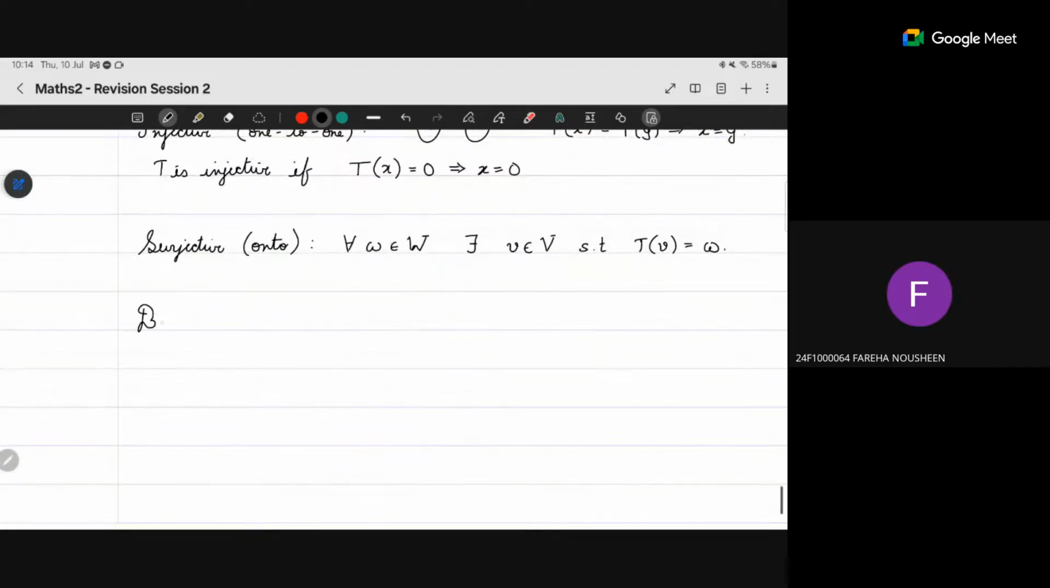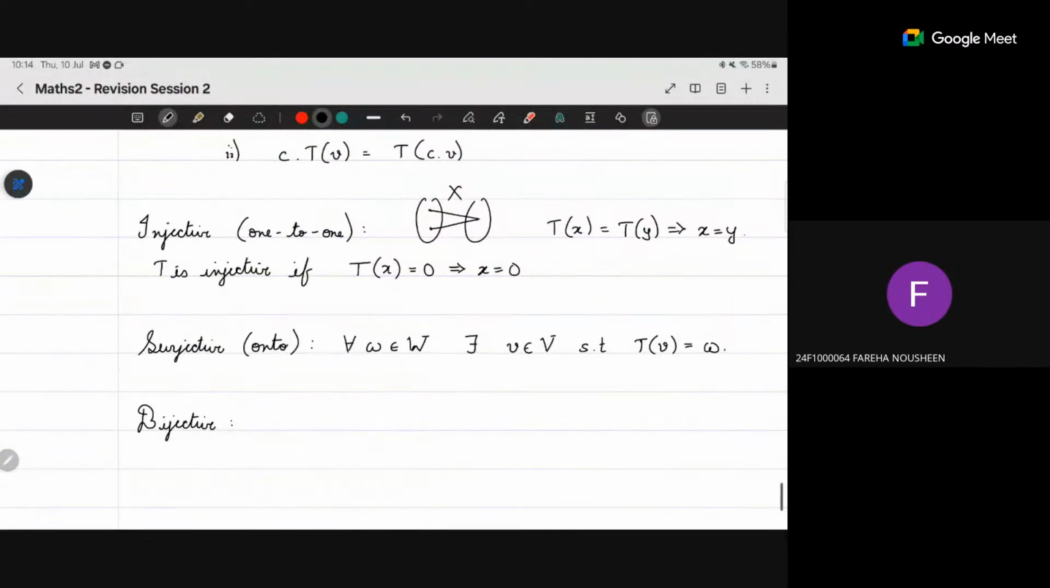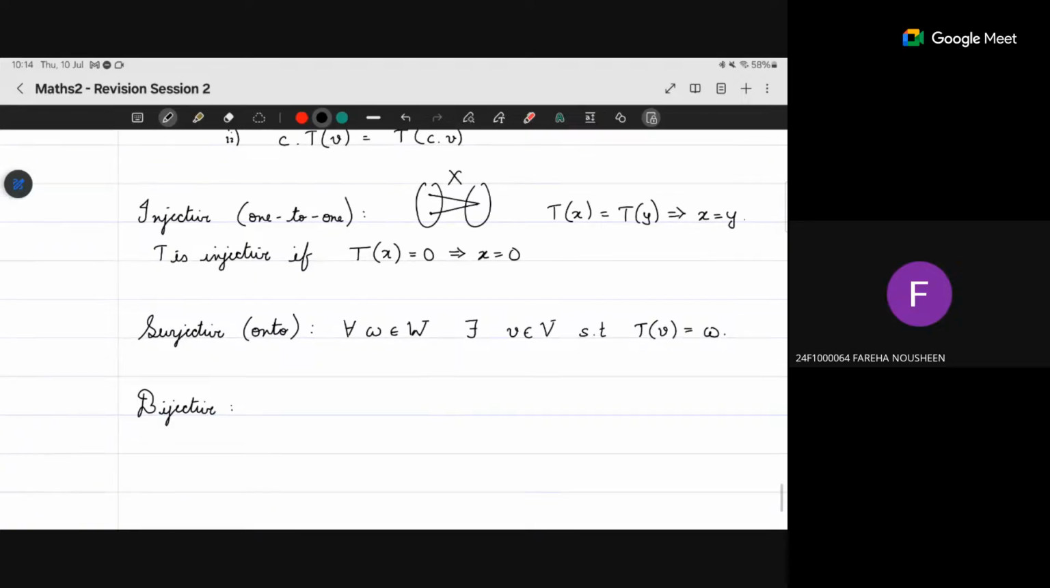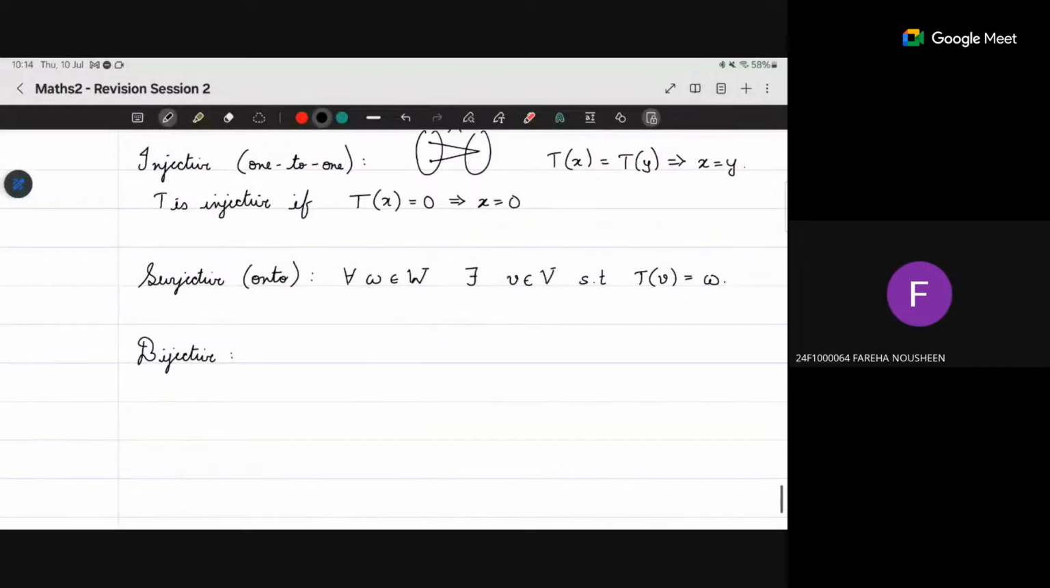So could you please explain the injective part in terms of vector spaces once again, please? Which part do you want me to explain again? The injective part. Okay, I'll explain with an example. Maybe then it will be clear.